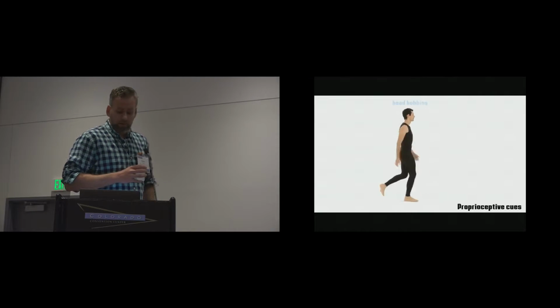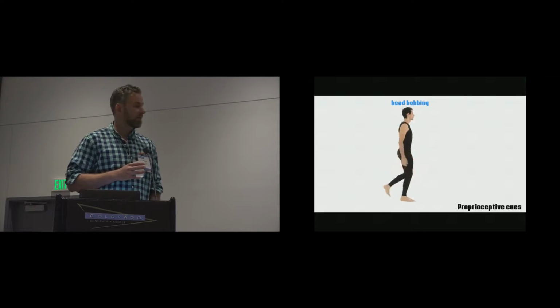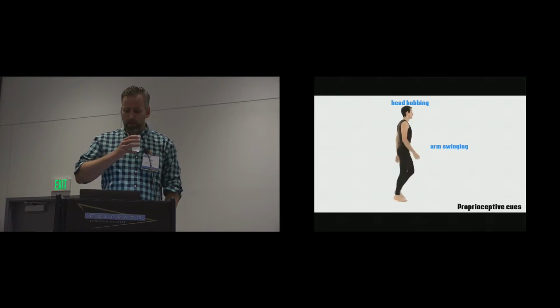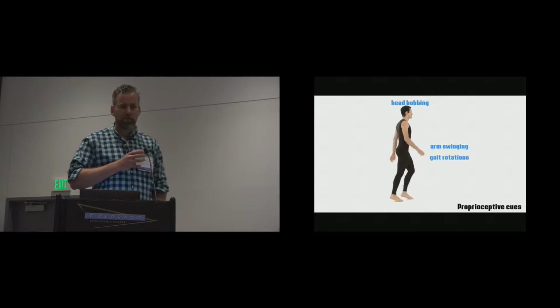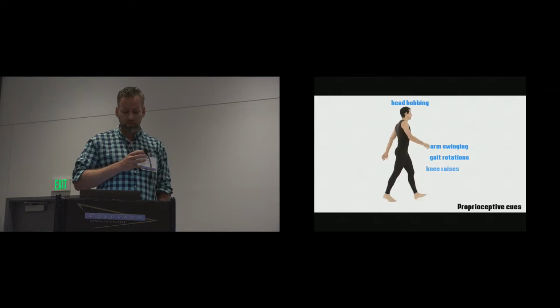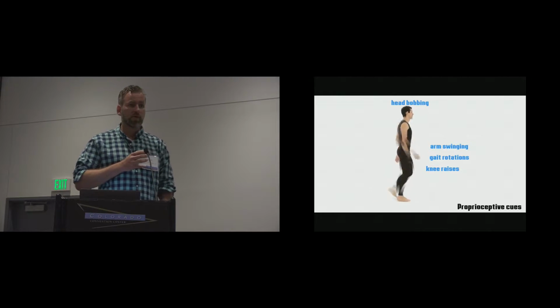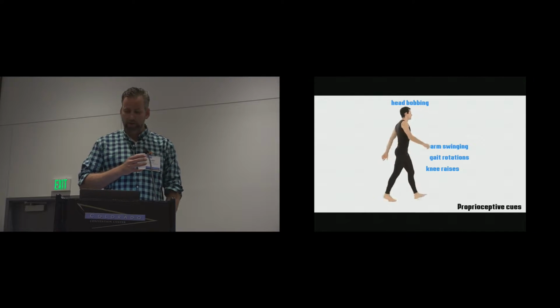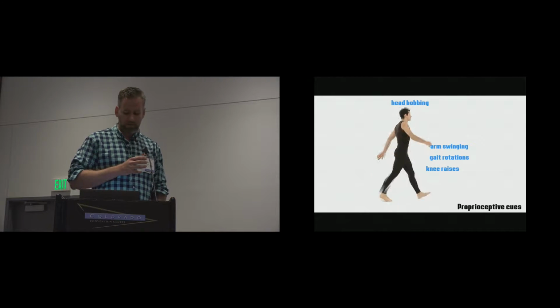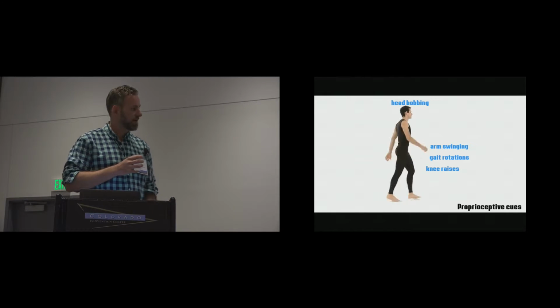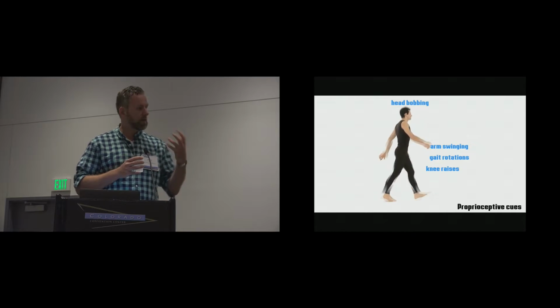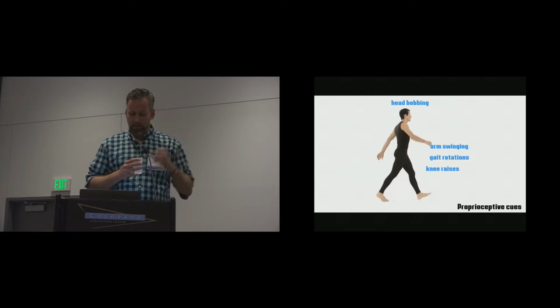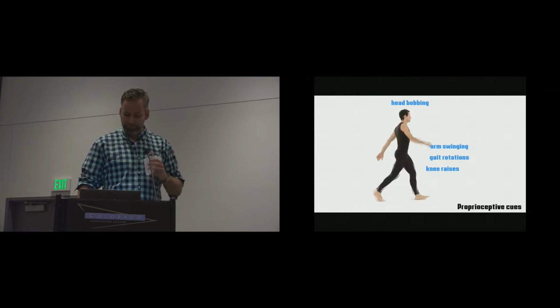I think we all agree that no one really gets cybersick from real walking, but this isn't available yet on mobile VR platforms because they don't feature positional tracking. So the question is, how closely can we approximate walking without running into tracking space limitations? If you look at walking more closely, you can see that it generates proprioceptive cues like head bobbing, arm swinging, gait rotations, knee raises.